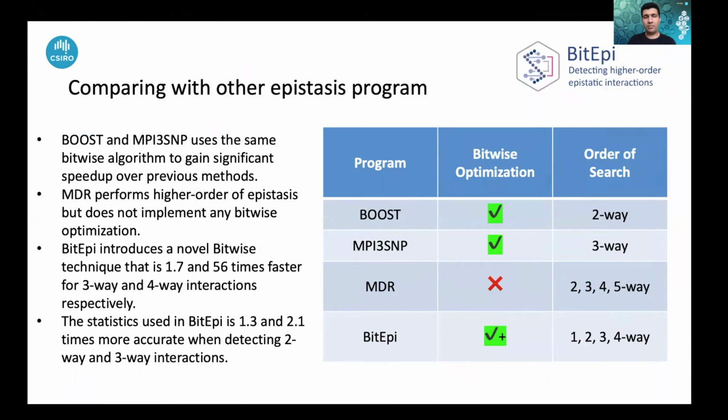There are other software that perform exhaustive epistasis search, like BOOST and MPI3SNP, which perform search for two-way and three-way interactions, and they both use the same bitwise optimization that makes them orders of magnitude faster than other existing software. BitEpi introduces a novel bitwise approach that is perfect for 3- and 4-way interaction, more efficient and faster. And also, it turns out the statistic that we use in BitEpi is more accurate than those used in BOOST and MPI3SNP, and we figured it out by testing them on synthetic datasets.